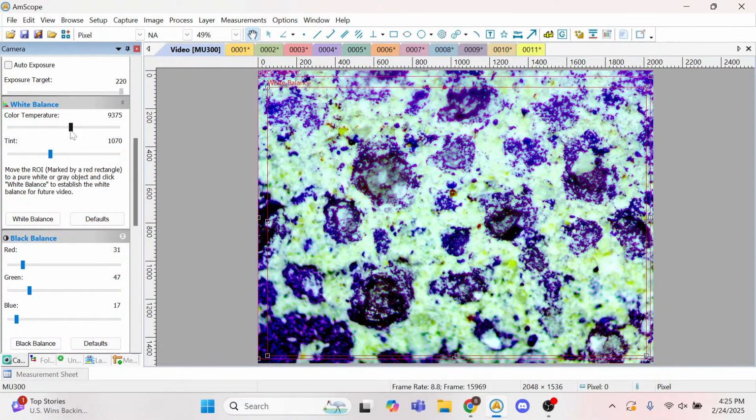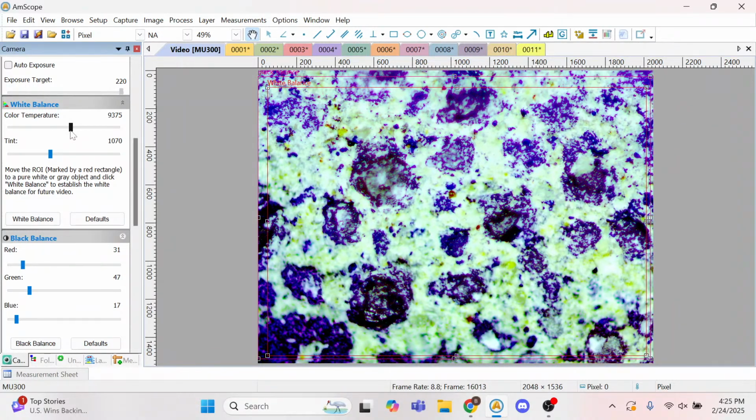Okay. I'm gonna swap this guy out with a theropod eggshell fragment.